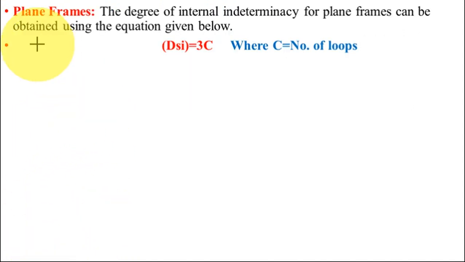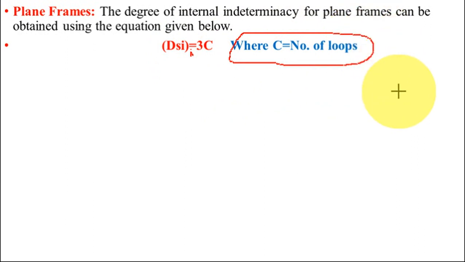Now next is plane frames. The degree of internal indeterminacy for plane frames can be obtained using one simple equation. Degree of static indeterminacy, of course here internal, is equal to 3C, where C is the number of loops. C is the number of loops. So let us consider one simple example.